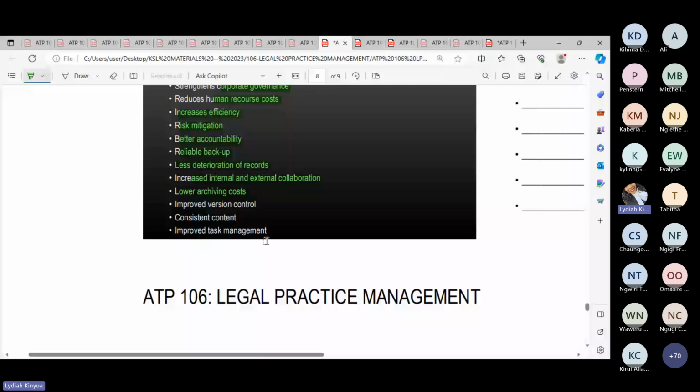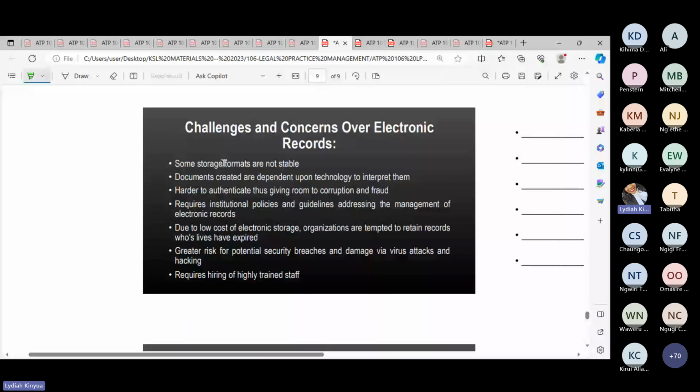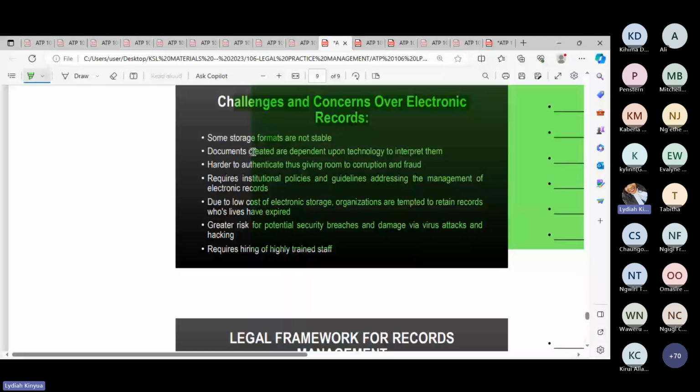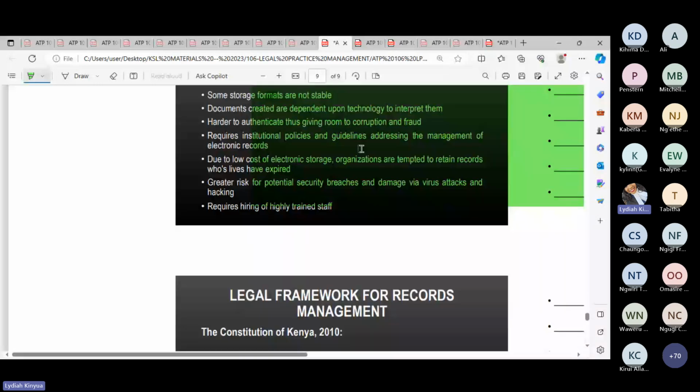And of course, you can look at challenges of electronic records. One of them is that you can't ascertain the integrity of an electronic record because it could be tampered with easily. And some storage formats are not stable. You could save a Word document today and tomorrow it's so distorted you don't even understand, or documents created are dependent upon technology to interpret them. And equally, it's not very stable.